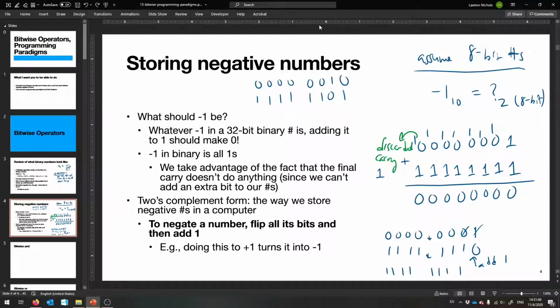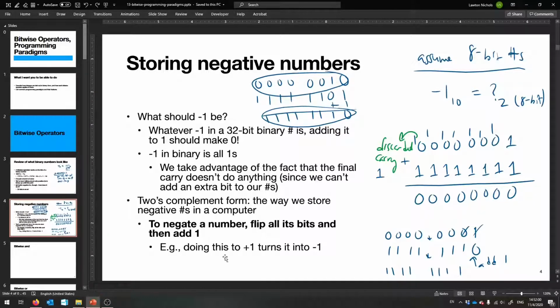So +2 is now 1, 1, 1, 1, 1, 1, 1, 0. And if you add this to this, you will get 0, and you know why, because all these will carry for the rest of time. Okay? That's the idea.